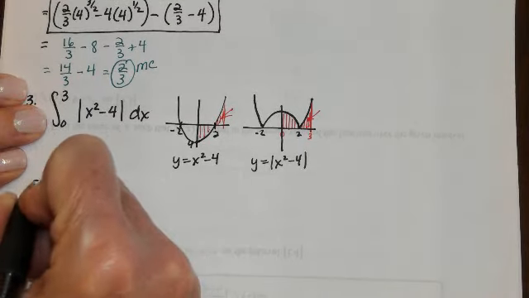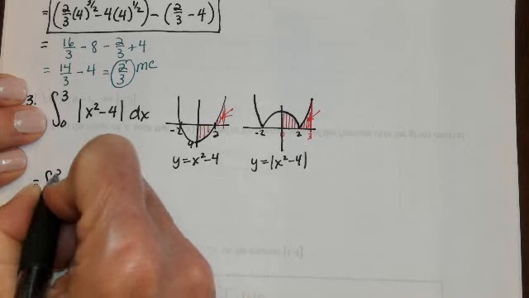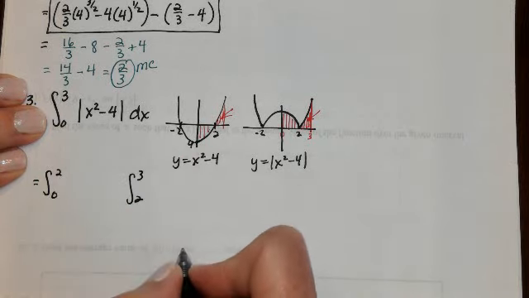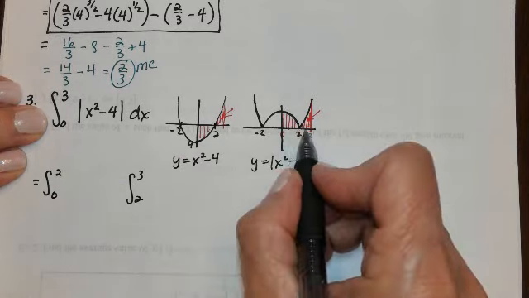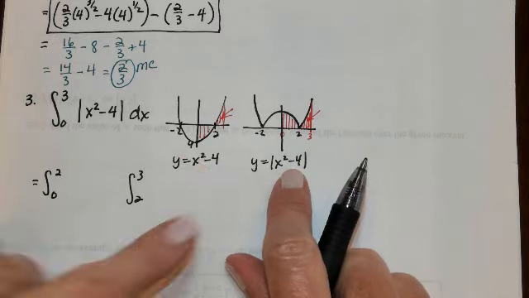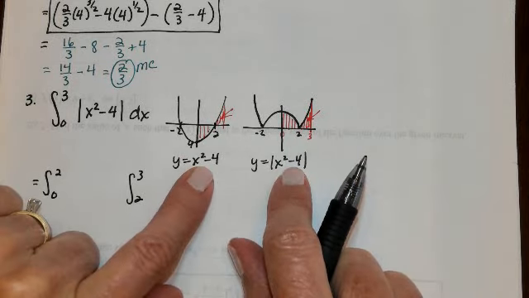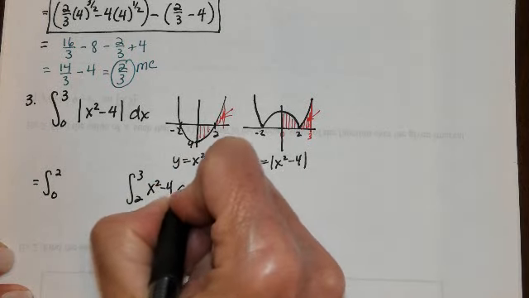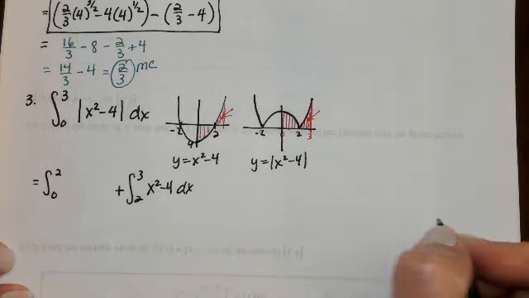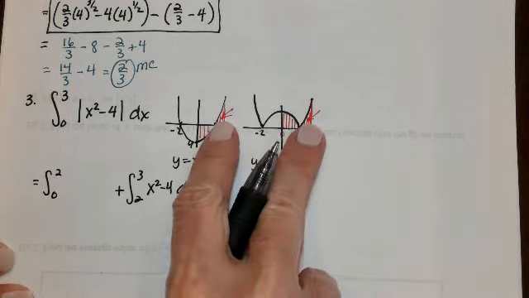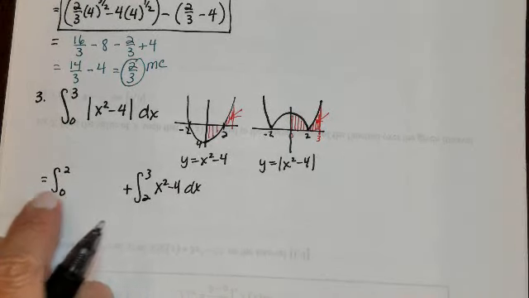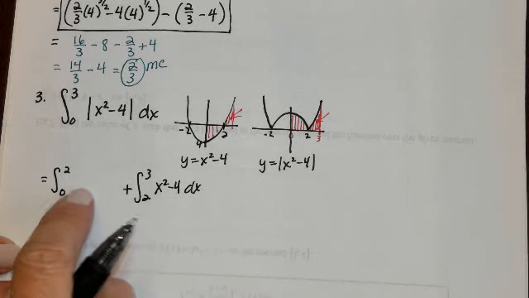One piece is going to go from 0 to 2, and one piece is going to go from 2 to 3. The piece that's 2 to 3 is the same with or without the absolute values, isn't it? So I'm just going to keep that, x squared minus 4 dx. They're exactly the same. This piece, though, I need it to be the opposite, right? I need to be the opposite.